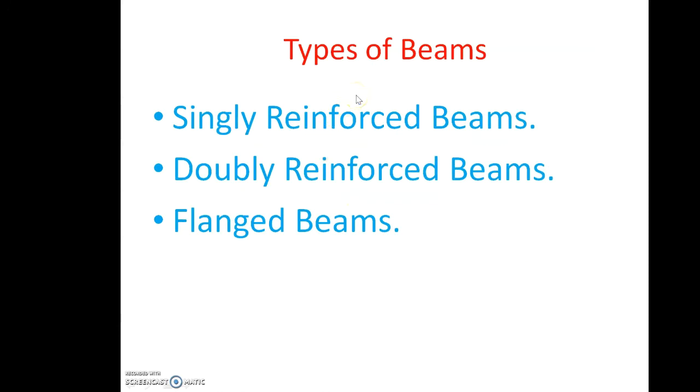Types of beams. Generally, we have three types of beams: singly reinforced beam, doubly reinforced beam, and flanged beams. Singly reinforced beam means the reinforcement in the beam is provided only in the tension zone. That particular beam is called a singly reinforced beam. Doubly reinforced beam means the steel in the beam is provided both in the compression zone and in the tension zone. Flanged beam means we have two types of flanged beams, that is T beams and L beams.